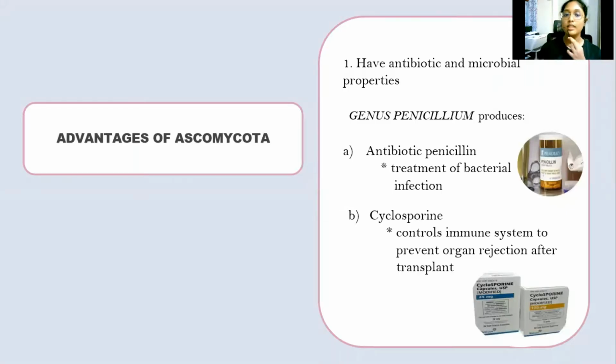Now let's look at the advantages of Ascomycota. Yes, there are advantages of them despite the disadvantages. Firstly, Ascomycota have antibiotic and microbial properties. Genus Penicillium, as an example, produces the antibiotic penicillin, which is a treatment for bacterial infections. Cyclosporin, on the other hand, controls the immune system to prevent organ rejection after a transplant.